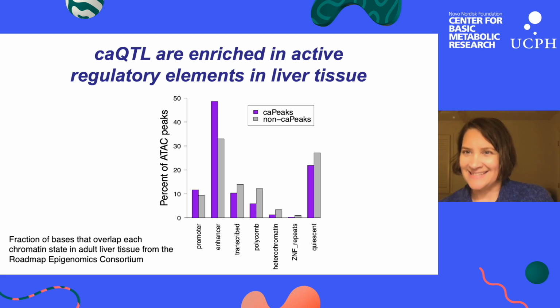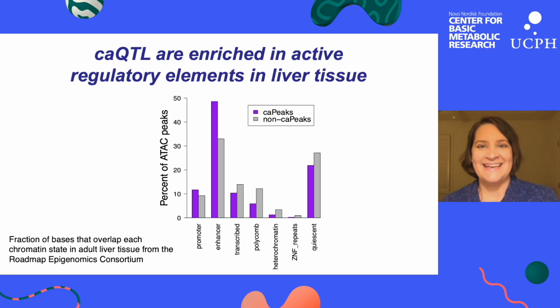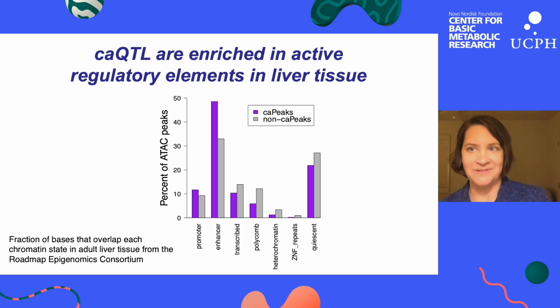So to characterize these caQTL, to determine if they really are regulatory elements, we evaluated the fraction of the nucleotides that overlap each chromatin state from the Roadmap Epigenomics Consortium. The genome is characterized by promoters, enhancers, and other regions. You can see that the regions spanned by the chromatin accessible peaks that are genetically regulated, the CA peaks shown in purple, are more enriched in promoters and especially in enhancers in liver tissue across the genome. So, regulatory elements for liver.